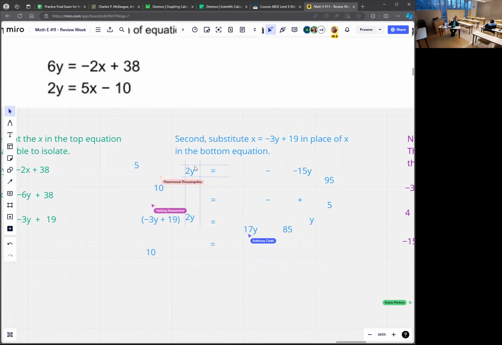I'll get you started. 2y, that part doesn't change, equals 5. And now we see the x, we're gonna put the -3y plus 19. Let's get some of this garbage out of the way. There we go. Everyone okay with how we started? Okay, work together, do the rest.